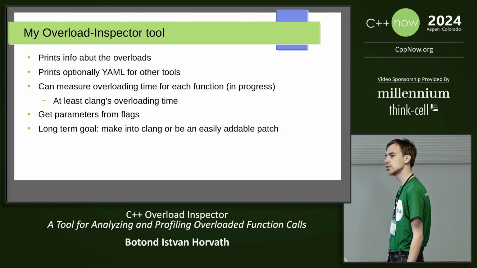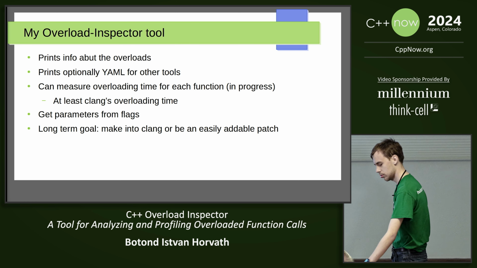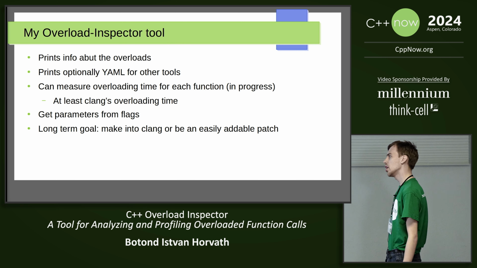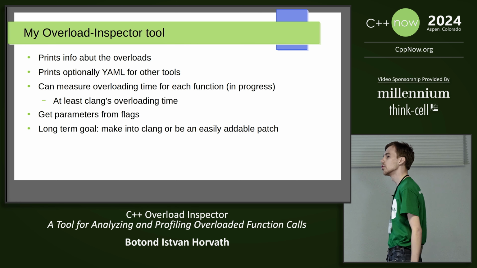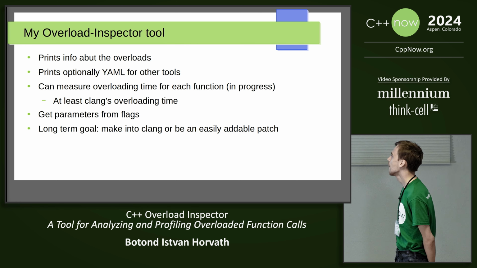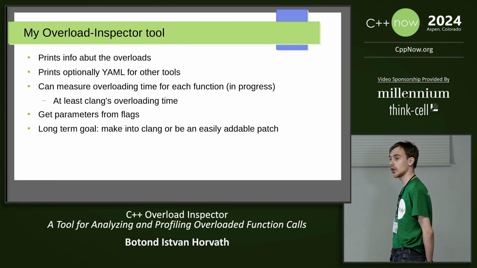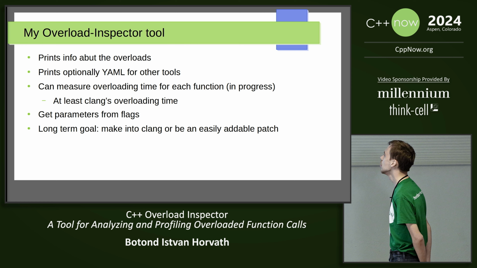Botond? Yes? Yeah, I was just wondering, what version of Clang is this currently based on? I last rebased it in winter, so a few months old. Okay, cool, thank you. So it should support C++23 or something. Like, it supports 23. Cool, awesome, thank you.